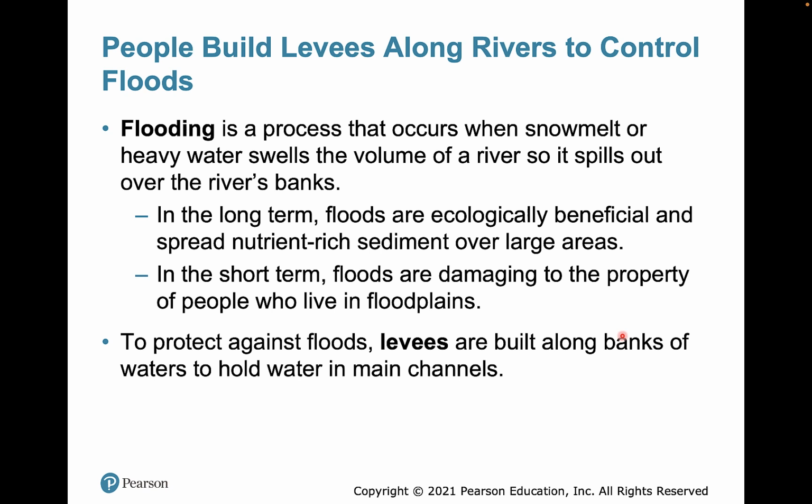So flooding is a natural process. We talked about it at the beginning, where you have snowmelt or excessive rains that cause the river to spill out over its banks onto the floodplain. Long term, floods are a good thing because they spread nutrient-rich sediment all over those floodplains. So that allows for better forest growth and agriculture and all that. But if you live in a floodplain and the area floods, then that's damaging to your house.